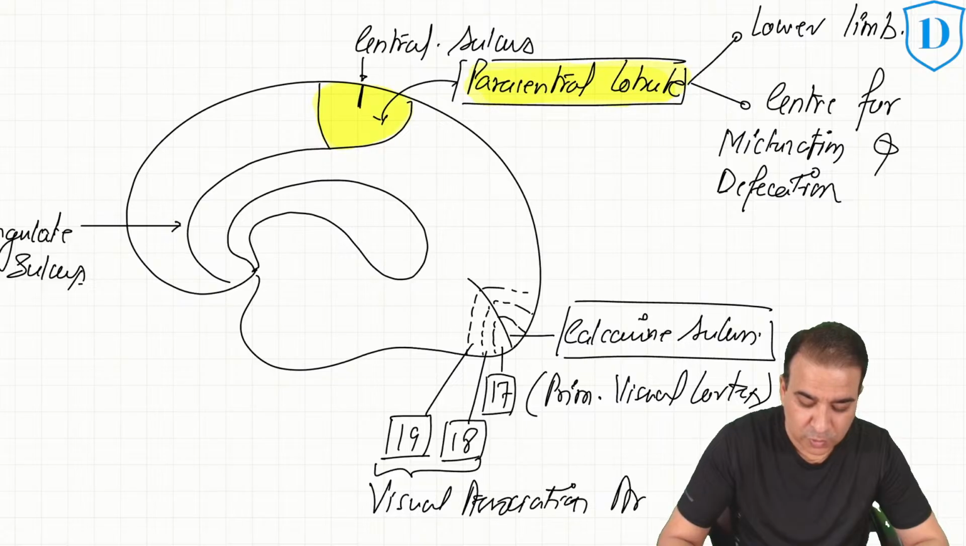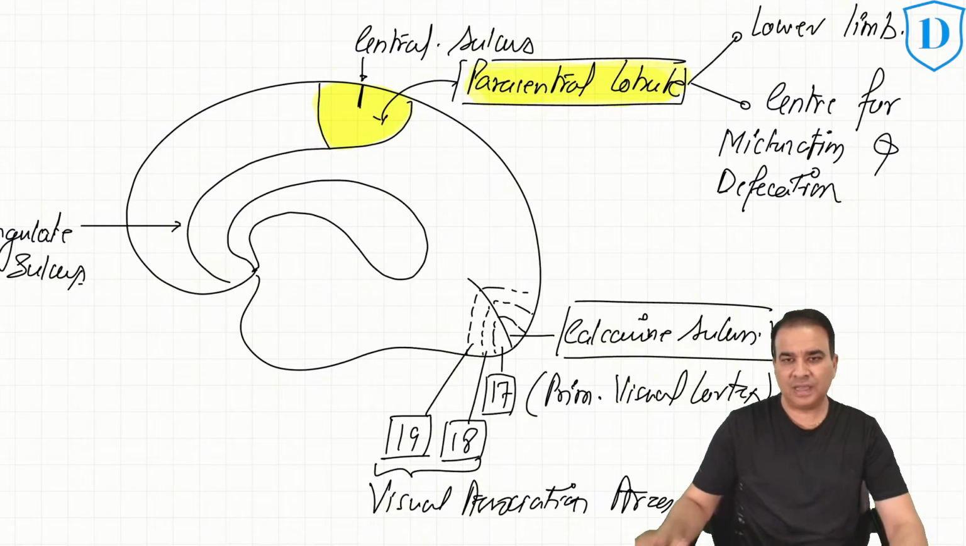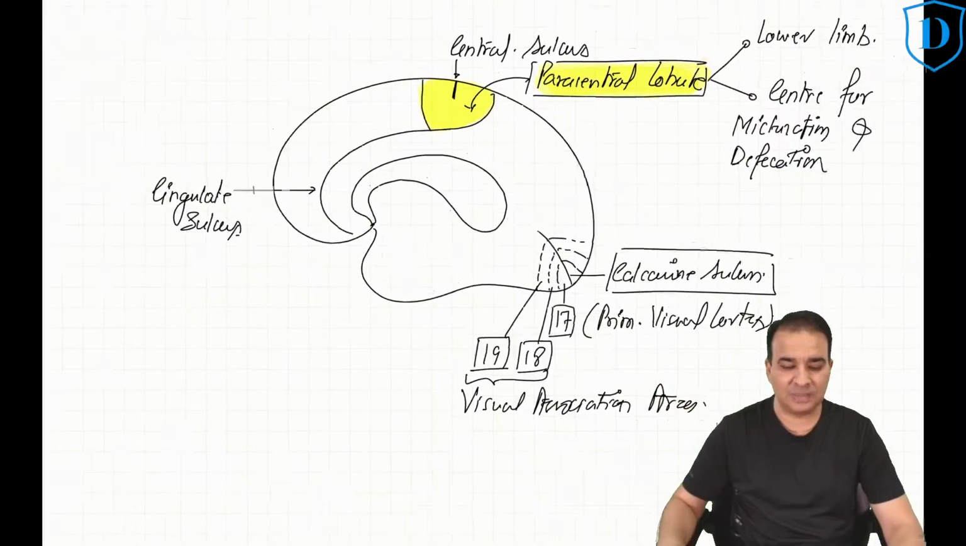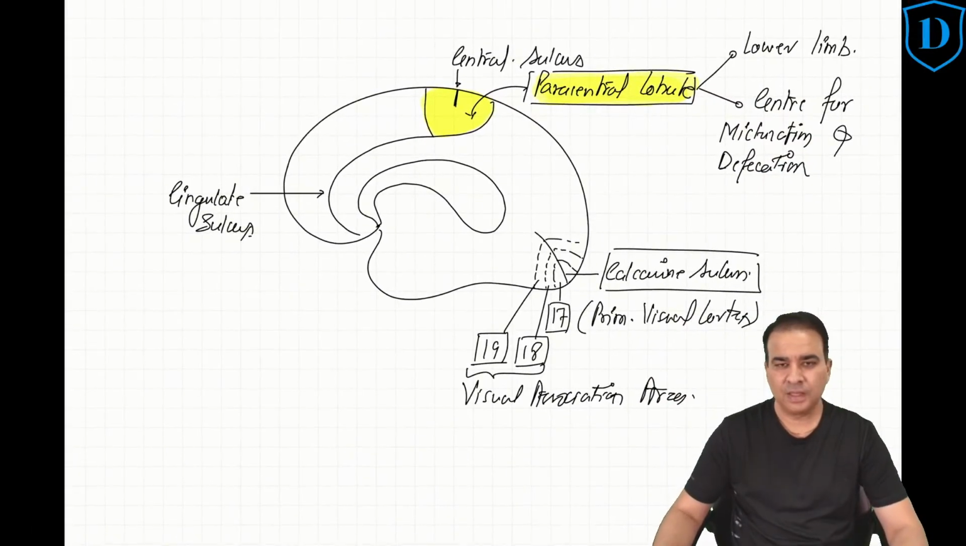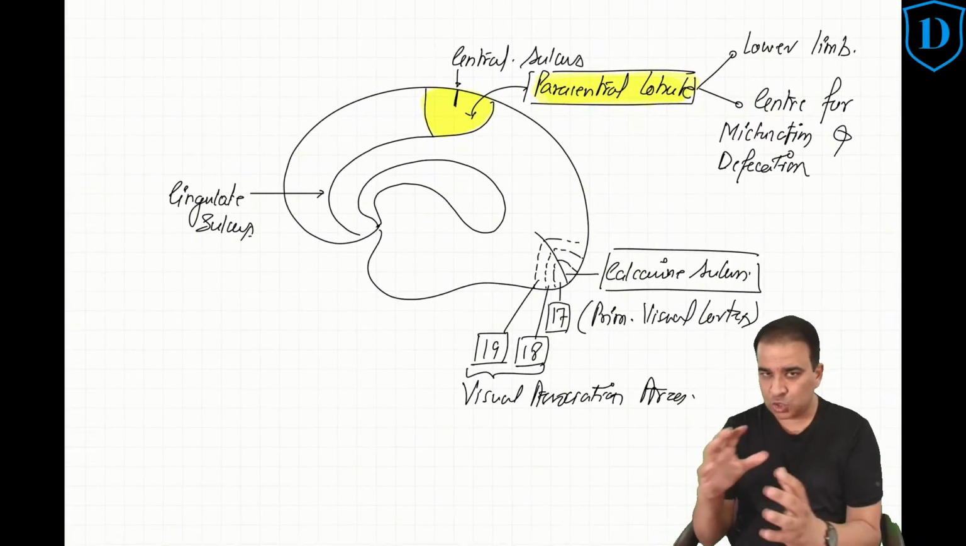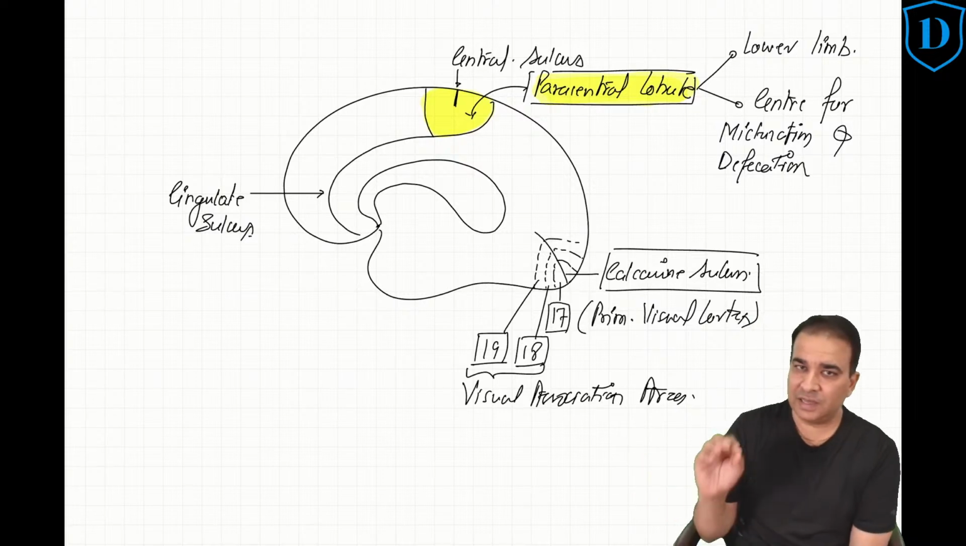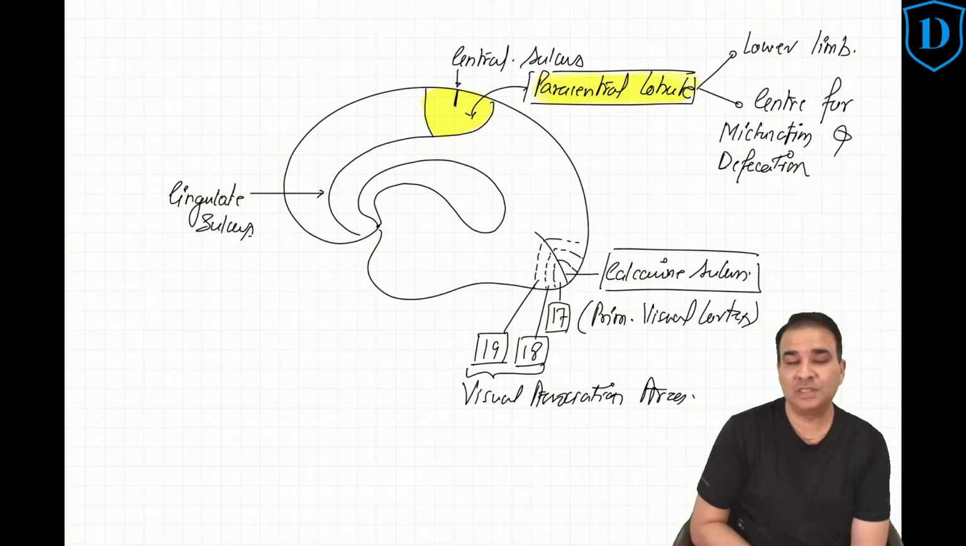These are called the visual association areas. They connect the visual input to the previous memory, guys. So again, I have to cut short onto the important parts here. These are the important areas that you should know present on the medial surface.